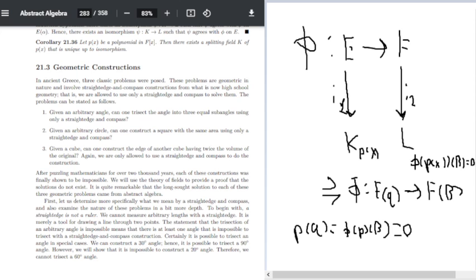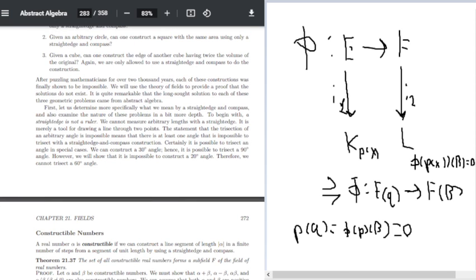After puzzling mathematicians for over 2,000 years, each of these constructions was finally shown to be impossible. We will use the theory of fields to provide a proof that such solutions do not exist. This is crazy. It is quite remarkable that the long-sought solutions to each of these three geometric problems comes from abstract algebra.